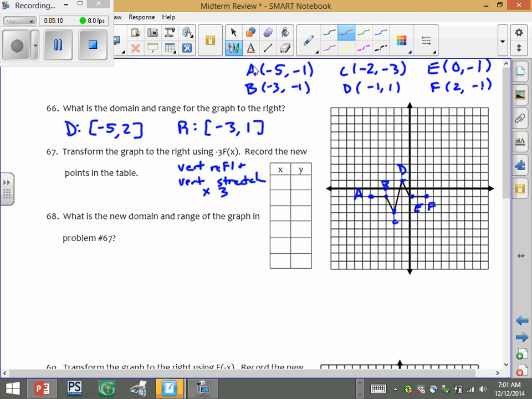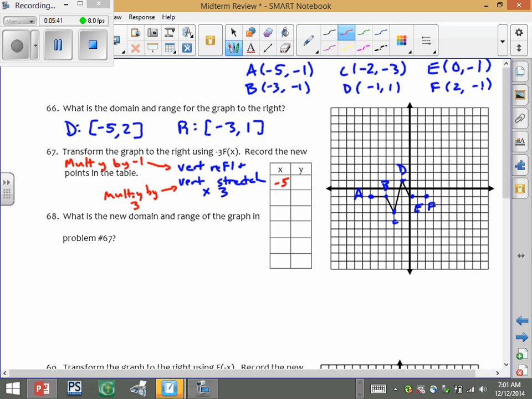Well, vertical reflection means we need to multiply y's by -1, and the vertical stretch means we're going to multiply y's by 3. All right, so let me clean that up just a little bit. The vertical reflection is just vertical, so that's y. Multiply the y's by -1, and then this tells me to multiply y by 3. So in other words, the x's actually aren't ever going to change.